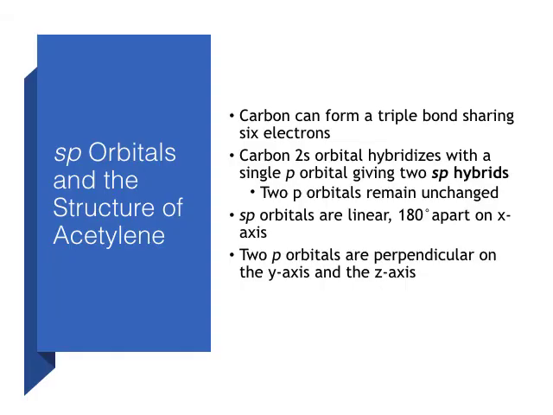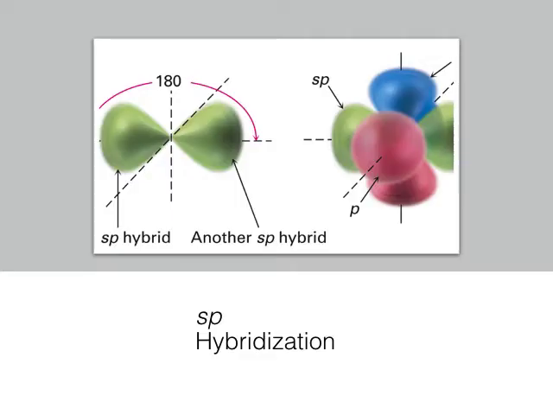Let's now take a look at the third hybridization possible for carbon. This is called the sp. sp orbitals is when carbon forms a triple bond sharing 6 electrons. Carbon 2s orbital hybridizes with a single p orbital, giving two sp hybrids. Two p orbitals remain unchanged. sp orbitals are linear, therefore you have 180 degrees apart on the x-axis. This is how we visualize the sp hybridization.